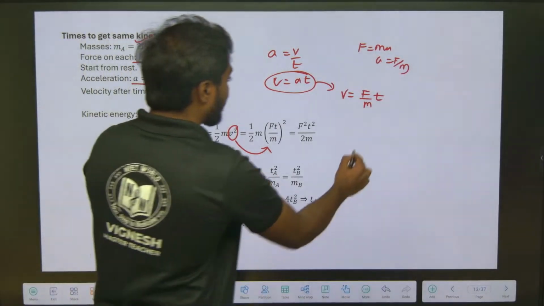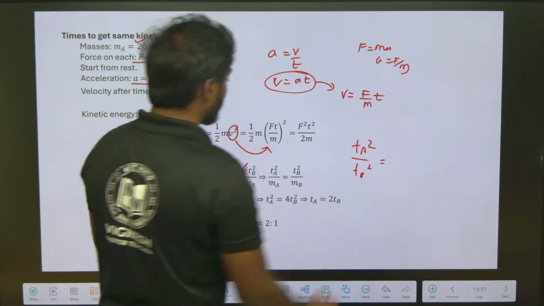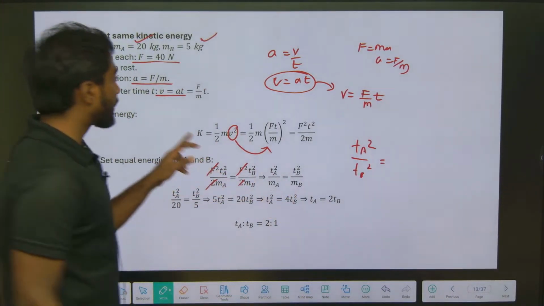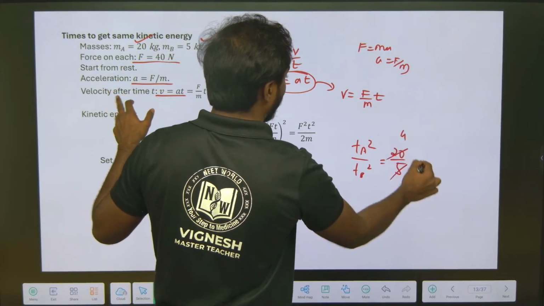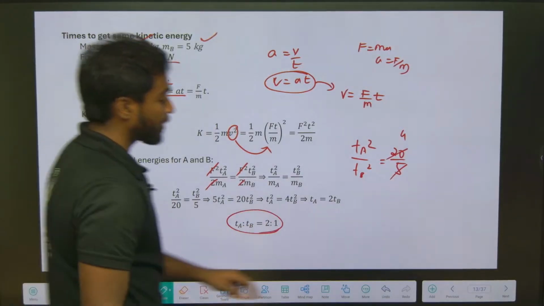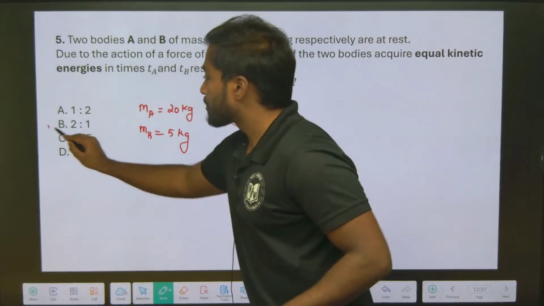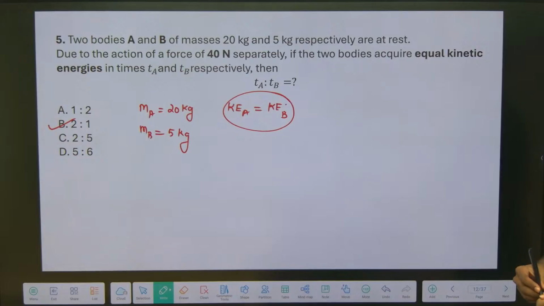So T square by... the ratio will be equal to mA by mB. So 20 by 5 once, which is 4 times. So the answer will be 4:1. That's it. So option B is the correct answer. Option B is the correct answer.